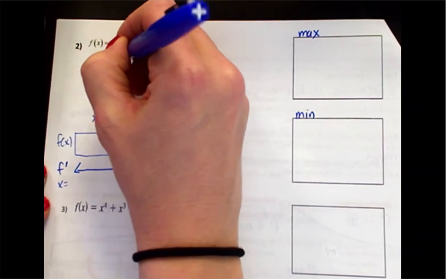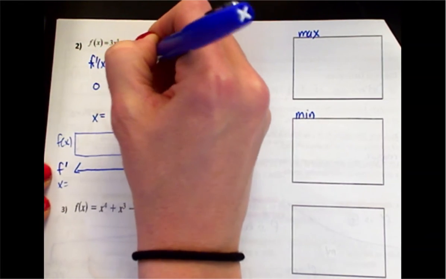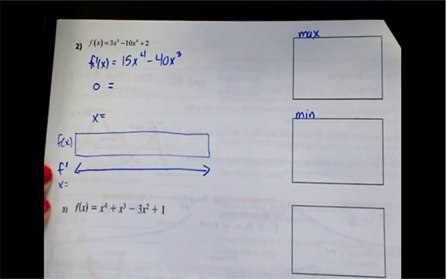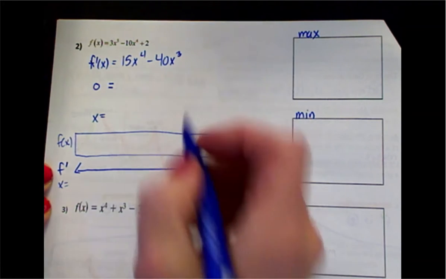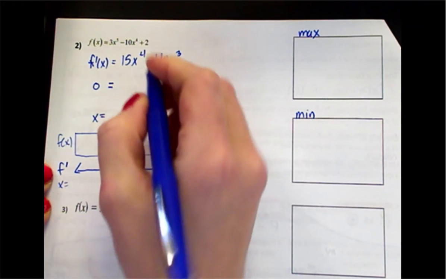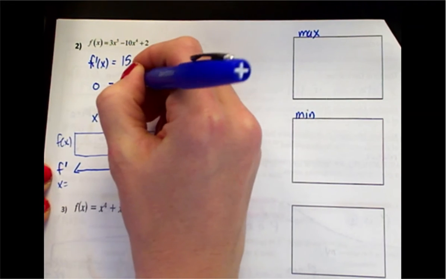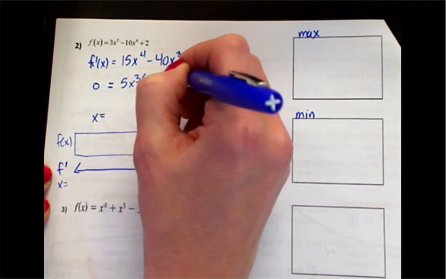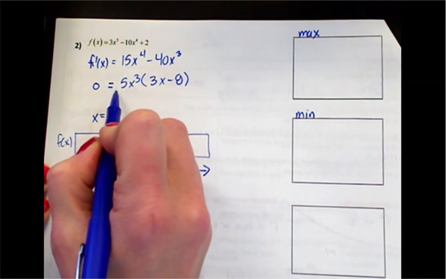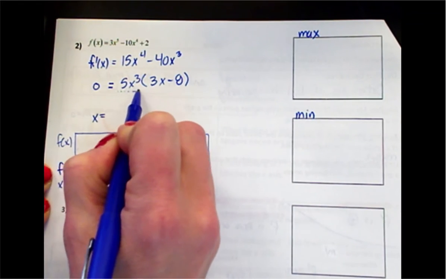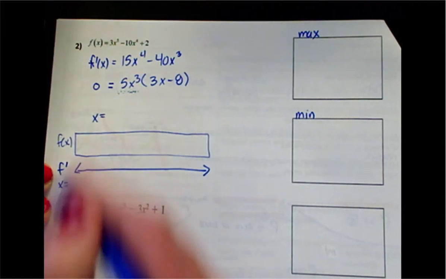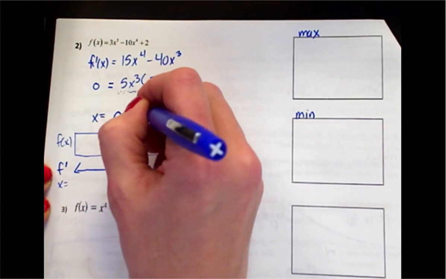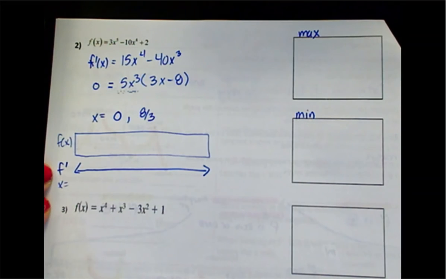All right, so 15x to the 4th minus 40x cubed. As I set it to 0, I'm going to factor out whatever's common. This divides by 5x cubed, so we get 3x minus 8. Right? Notice that there's a variable here. Every factor that has a variable gets a solution. So I get x equals 0, x equals 8/3.